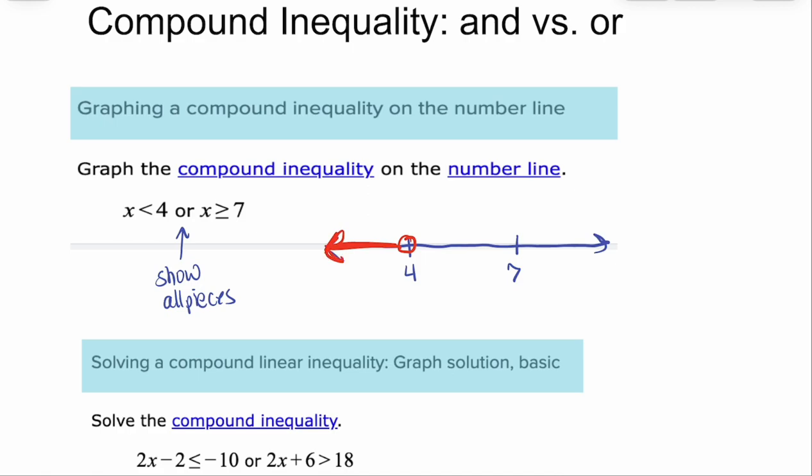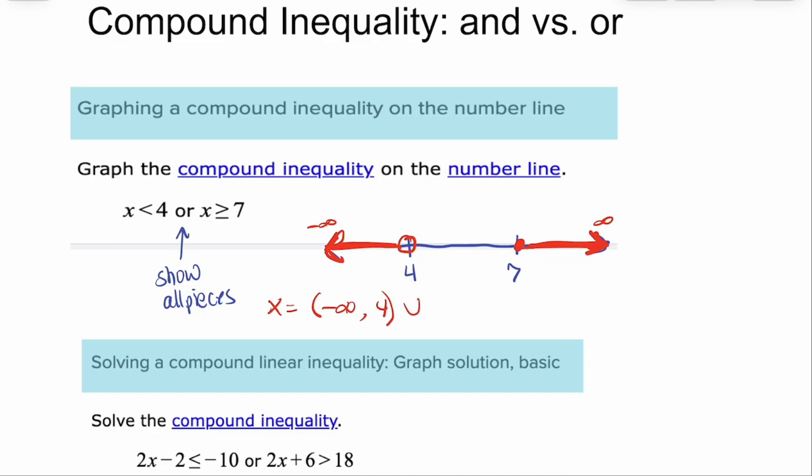But then 7 has an equal to on it, so put a closed circle on the 7 and shade to the right. So if I were to ask for the answer in interval notation, you can put on your little infinities if you want, and then follow the number line from least to greatest order. So we're going to go from negative infinity and then stop just before we get to 4, and we indicate that with a parenthesis. And then we have a little gap.